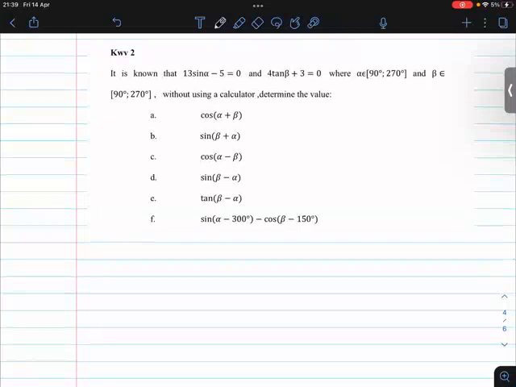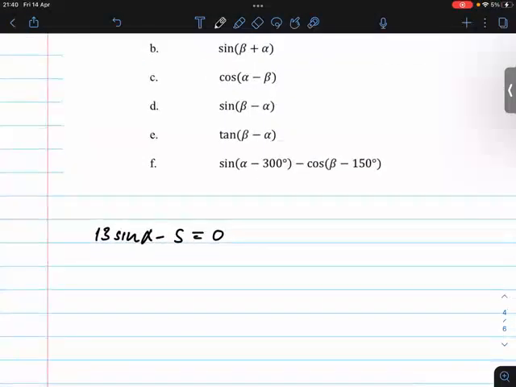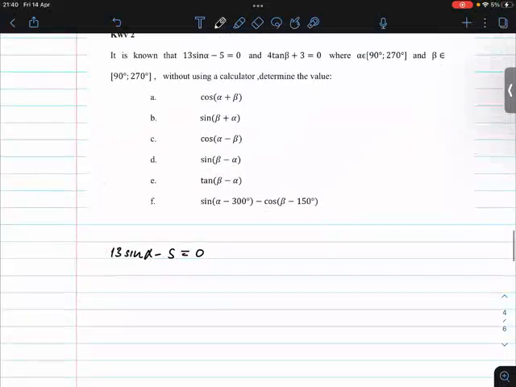Anyway, let's look at this question here. You're given sine alpha minus 5 equals 0. Every time you're given something of this nature, you want to first simplify it, agree? Before you even go any further. So you take the negative 5 to the other side, and then sine alpha is equal to 5 over 13. So you want to do that.